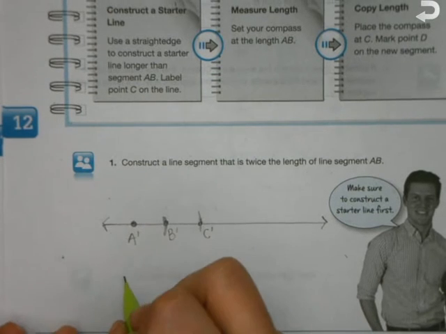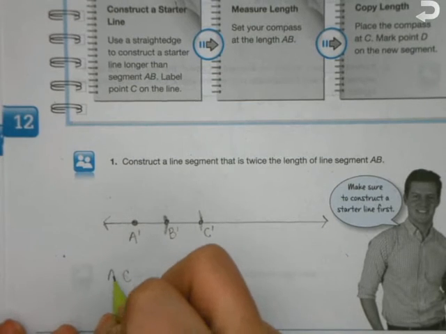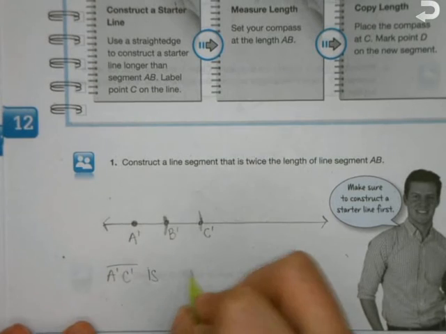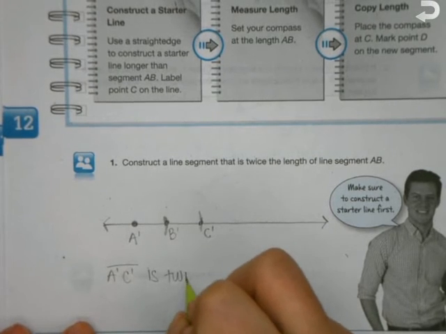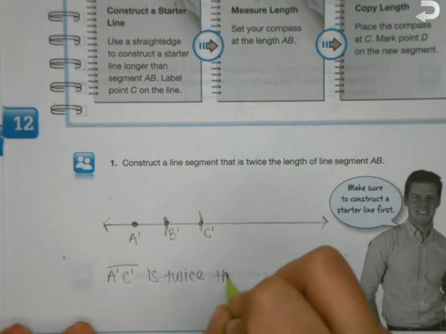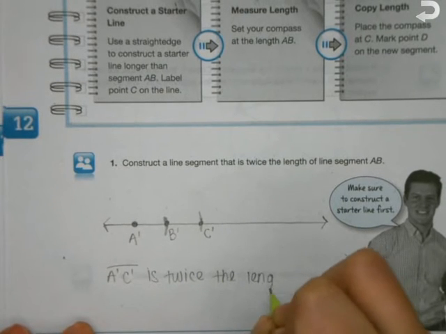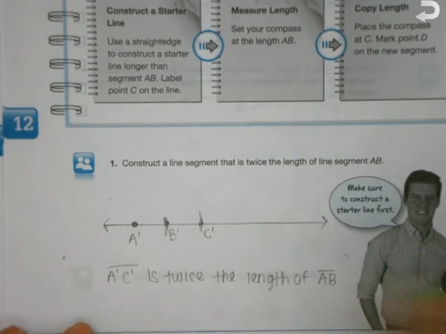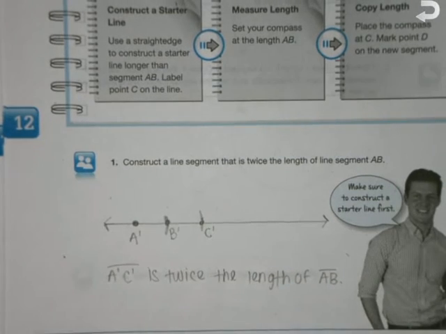Yeah, I would do A prime C prime with the line segment. And then let's write it is twice the length of segment AB. Something like that, okay? So we would say A prime C prime is twice the length.